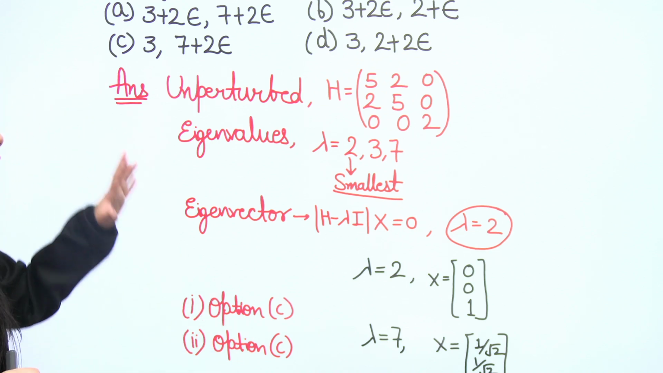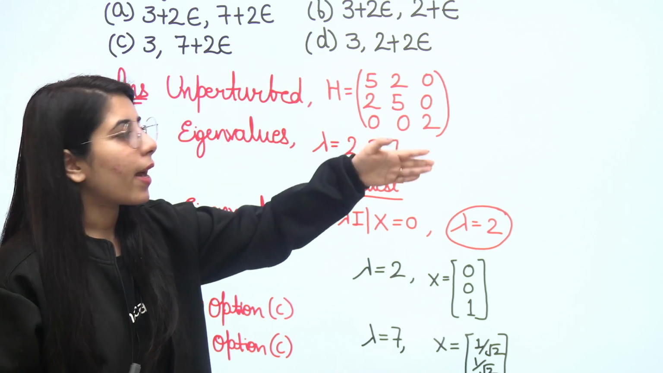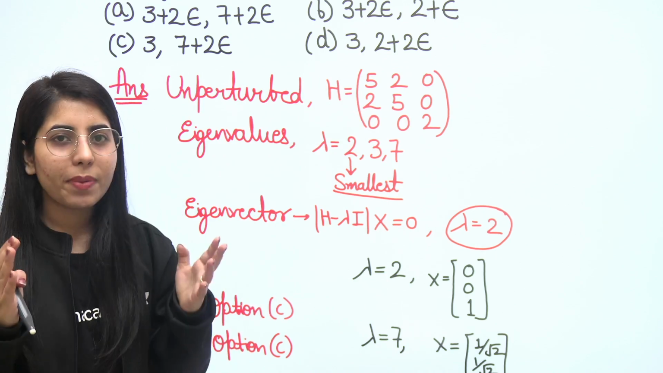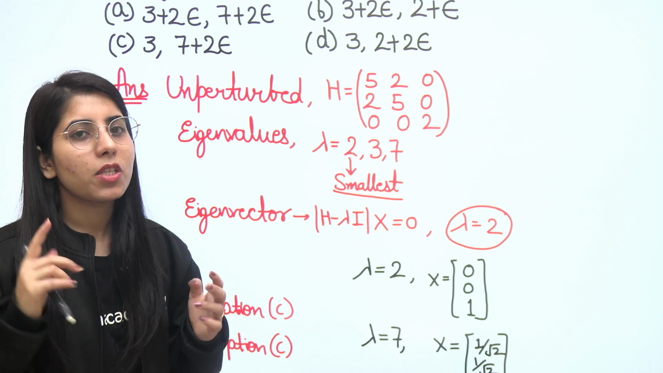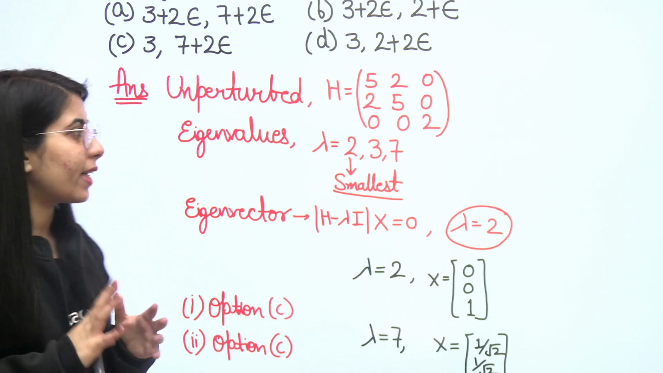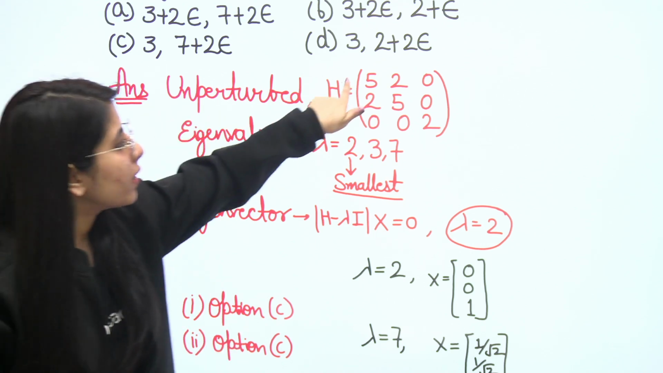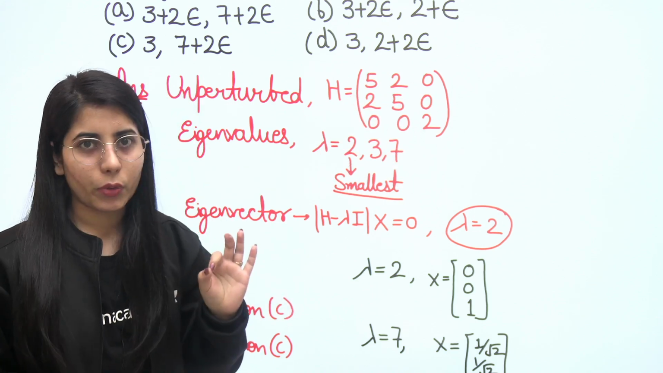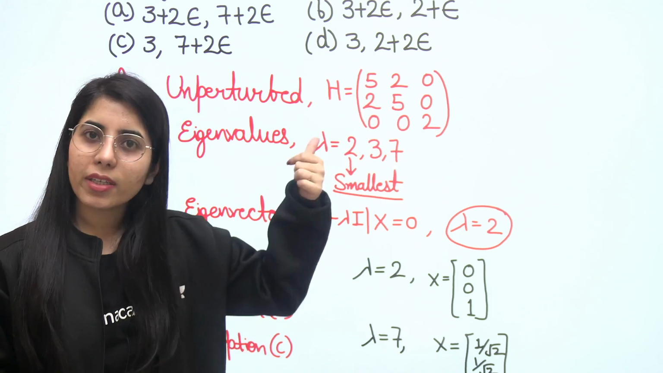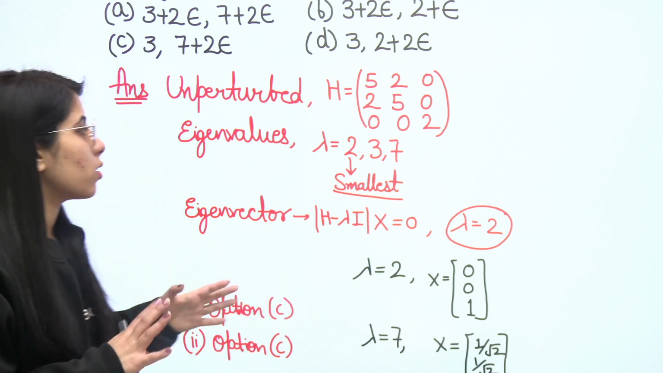So you will write H minus lambda I, where the identity matrix is of 3 by 3 order, 3 rows, 3 columns, and the principal diagonal elements you will write as 1, 1, 1, and the rest of the values will be 0 in the identity matrix, not in this one. You don't need to make any changes in this one.